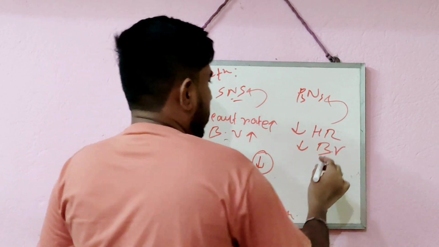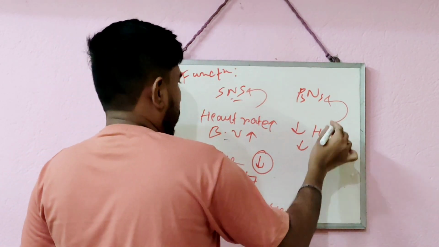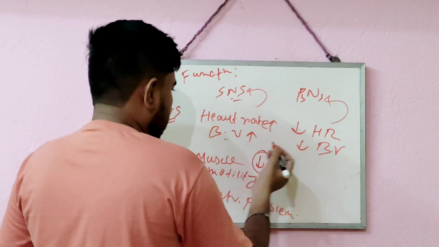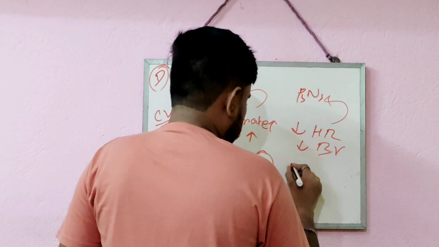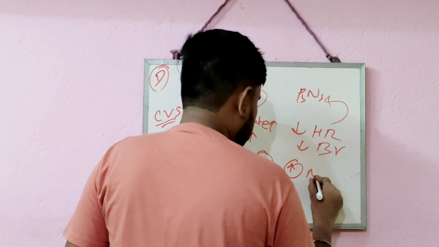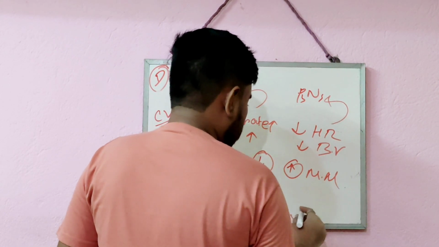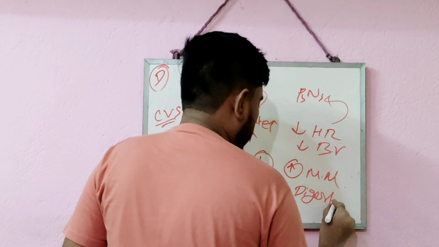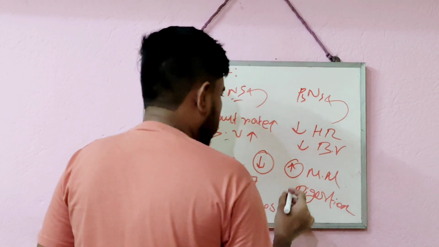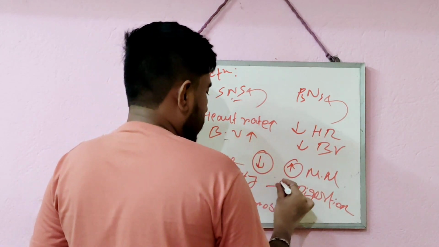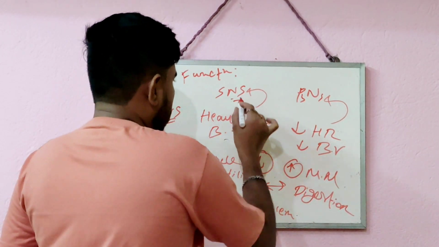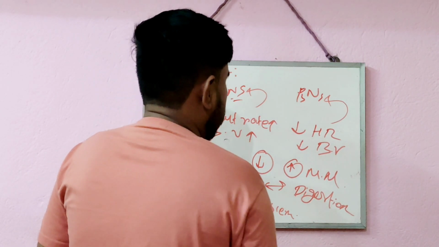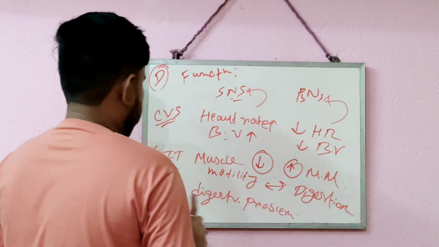In case of heart rate or blood volume, I told you already that it is decreased by PSNS, but here it will increase the muscle motility in the GIT, so it will help in food digestion in our body. So here also you can see it is doing both opposite work, but here SNS is doing inhibitory action and PSNS is doing excitatory action.